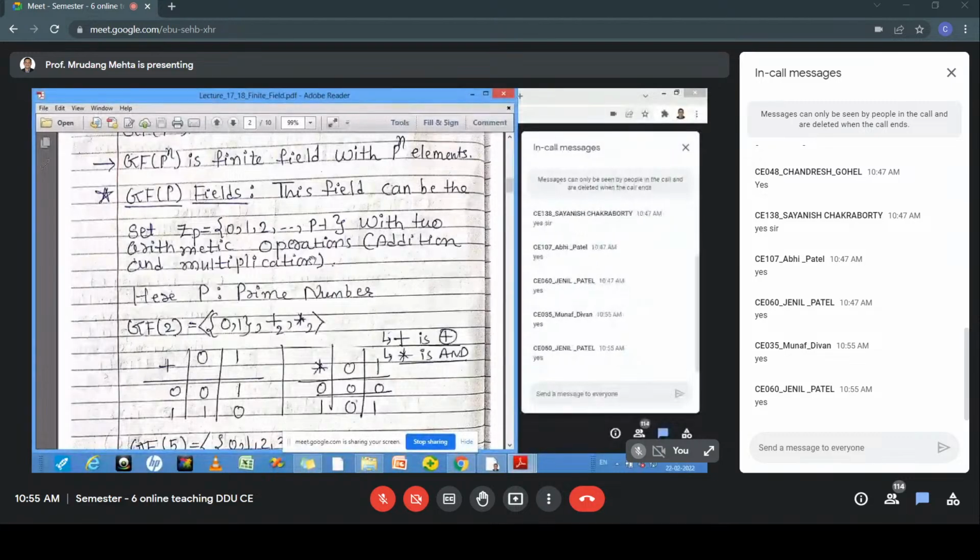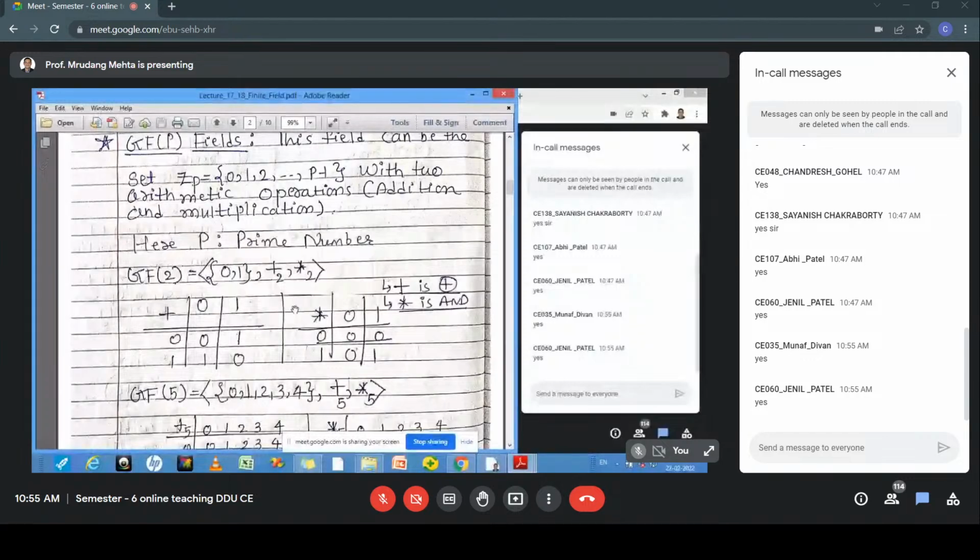Okay, good. So for GF(p), this field can be the set Z_p equal to 0, 1, 2 up to p minus 1, with two arithmetic operations, addition and multiplication. Here p is a prime number. So for the first prime number, we take 2, GF(2). The elements are 0, 1, it's binary. These are the members of the set.